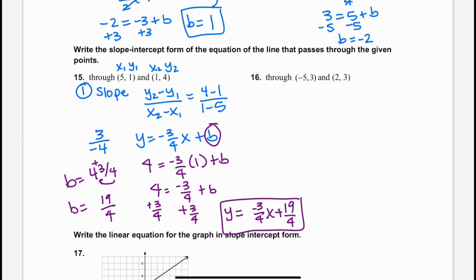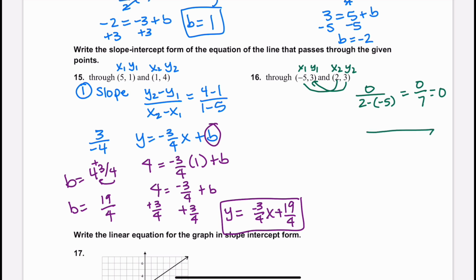Okay, let's do another one. We're going to go ahead and use our y2 minus y1. So x1, y1, x2, y2. We're going to follow along with what we did on the last one. First thing we're going to do is find our slope. 3 minus 3 is 0. 2 minus a negative 5 is 2 plus 5, which is 7. 0 divided by 7 is 0. This has a slope of 0.